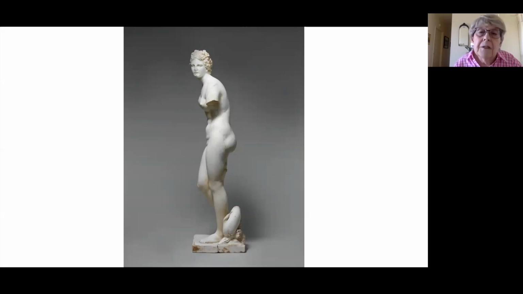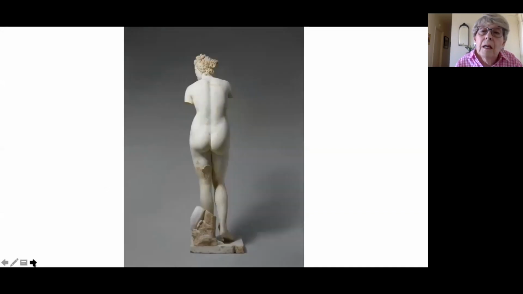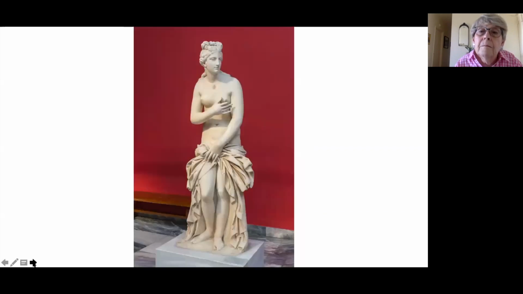But they couldn't do anything like that for the women because women were still men's property. So with this, it is a more blatant eroticism, but that's okay because it's only for Aphrodite. Only for Aphrodite. This is another Roman version. They play with these different ones, with this great swath of cloth here.